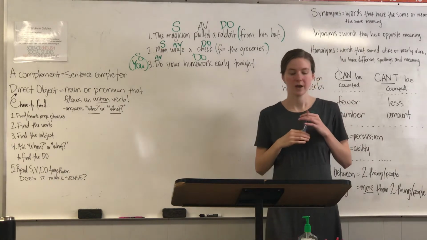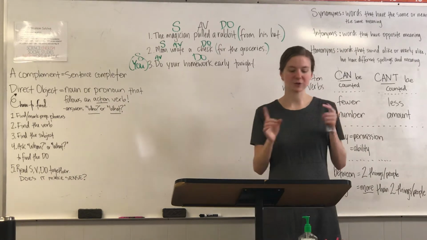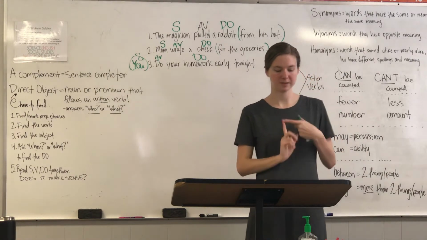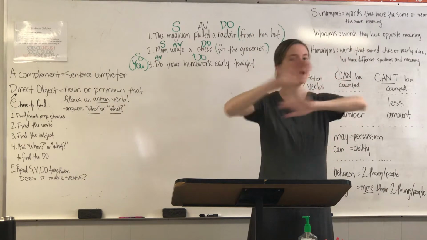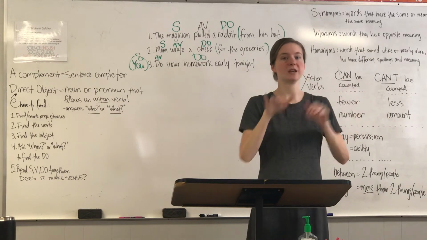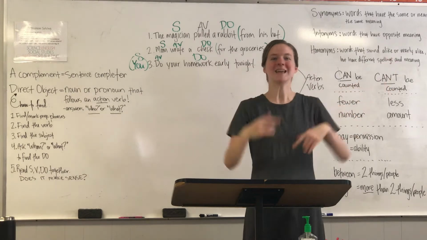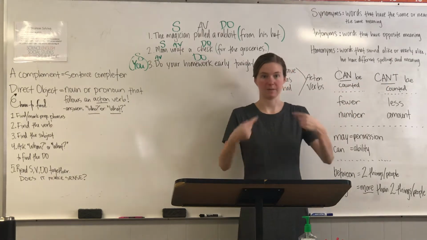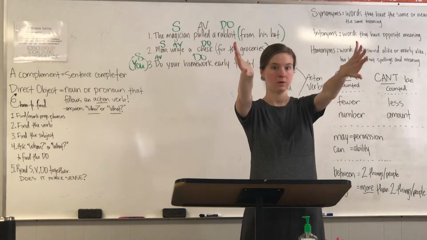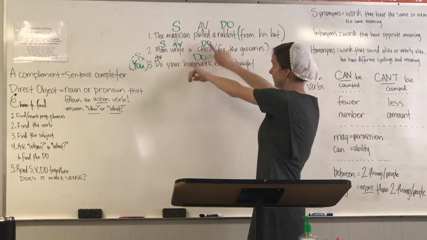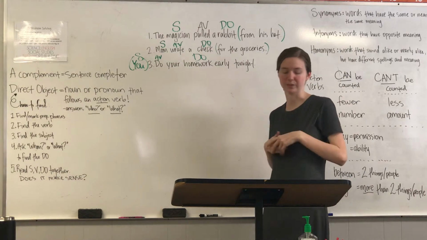Alright, let's read the green box together. If the direct object is a personal pronoun, it must be me, you, him, her, it, us, or them. It cannot be I, you, he, she, it, we, they. It cannot be subjective case pronouns. It must be me, you, him, her, it, us, or them. Your direct objects must be objective case pronouns.